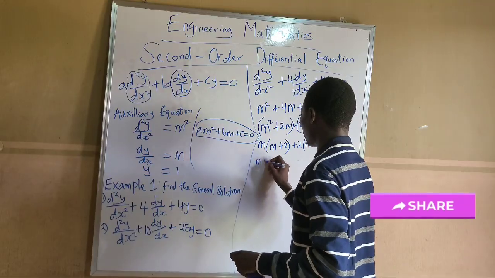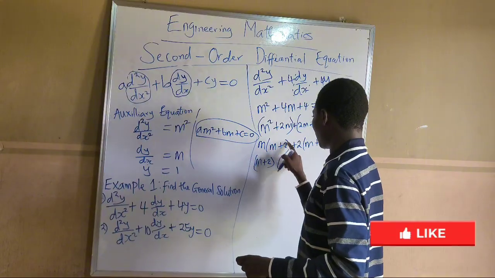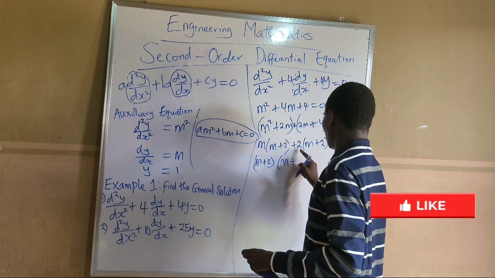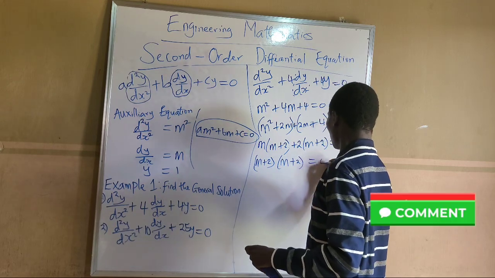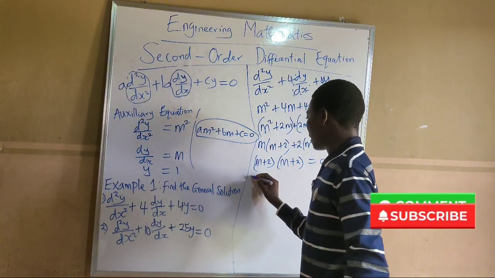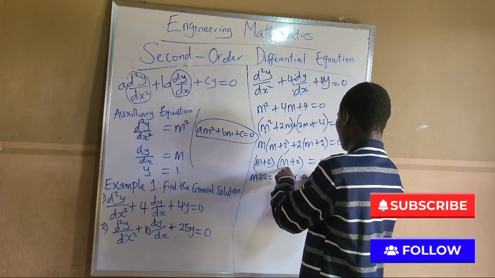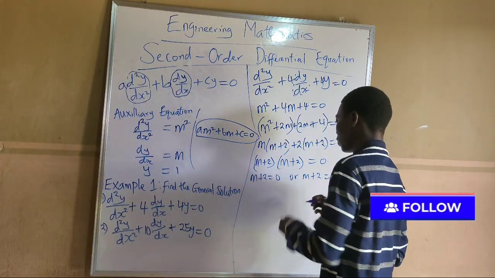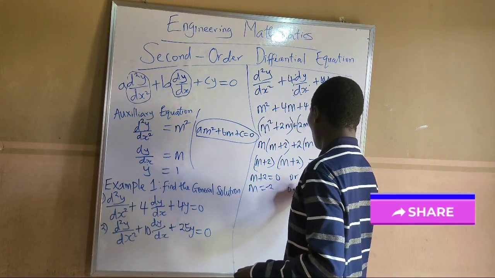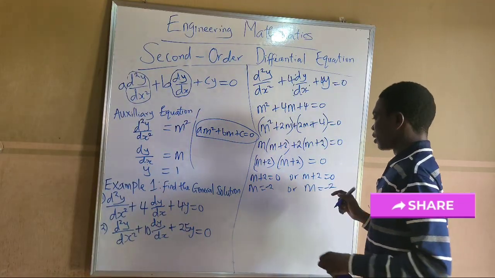So I will need to bring it out. If I bring out m plus 2, I'll be left with what? If I bring out m plus 2 here, I'll be left with m, plus, if I bring out m plus 2 here, I'll be left with 2. Now equals to 0. Now from our power law, this is equals to 0 or this is equals to 0. So we write it as m plus 2 equals to 0, which is this first one, or m plus 2 equals to 0, which is this second one. So now m equals to, if I take this plus 2 to the other side, it becomes minus 2. Or m equals to, taking this plus 2 to the other side, it becomes what? Minus 2. All right. Now we have gotten the root.